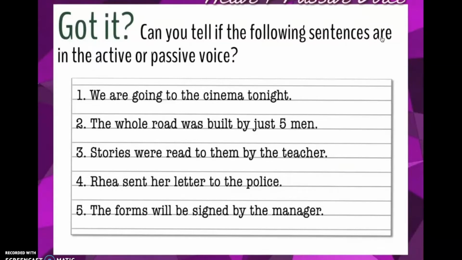All right, so let's practice. Can you tell if the following sentences are in the active or passive voice? Number 1, we are going to the cinema tonight. Number 2, the whole road was built by just 5 men. Number 3, stories were read to them by the teacher. Number 4, Rhea sent her letter to the police. Number 5, the forms will be signed by the manager. Make sure you're looking at what the subject is and if the subject is actively doing something in the sentence.